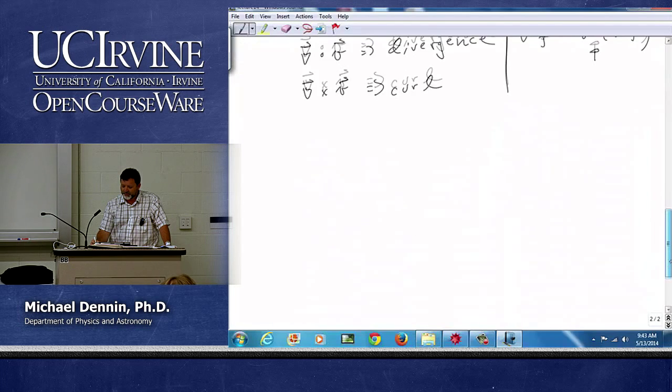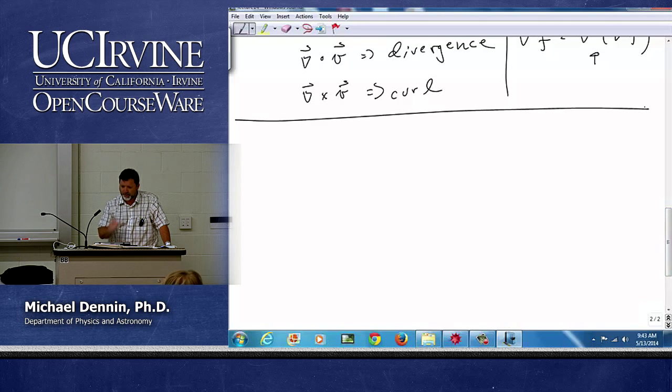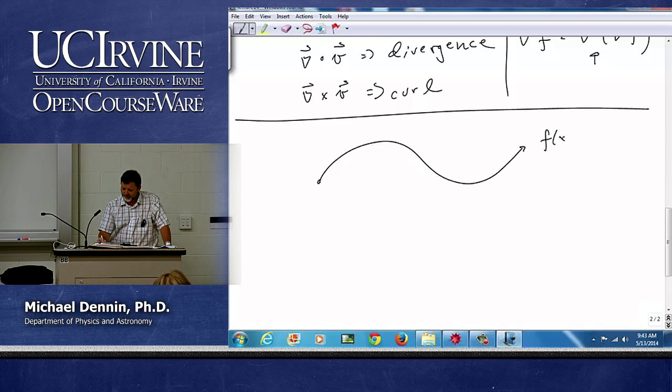Again, I really want to emphasize the following two key points. So now let's think about a curve that's represented, the path that my function is.